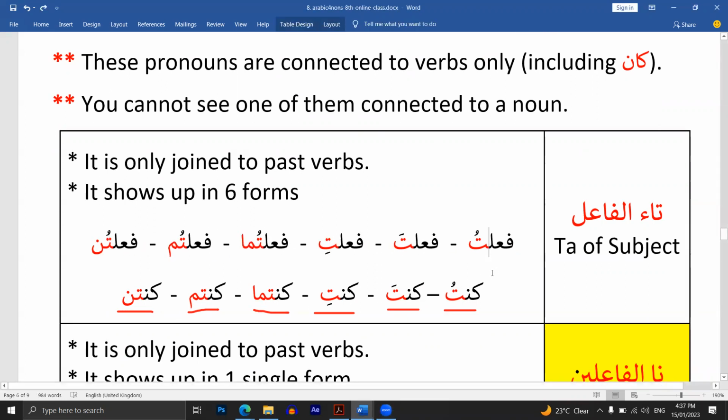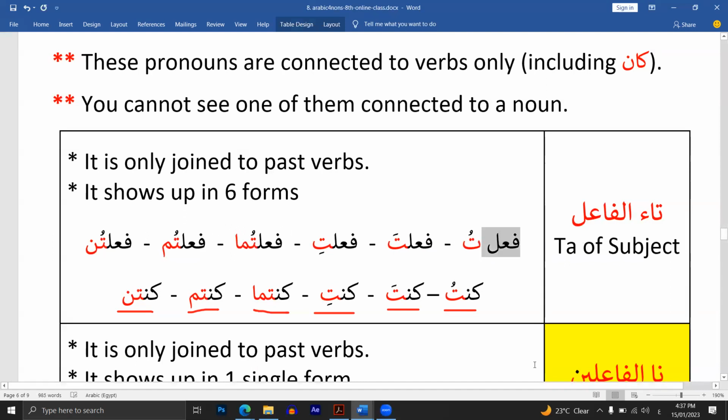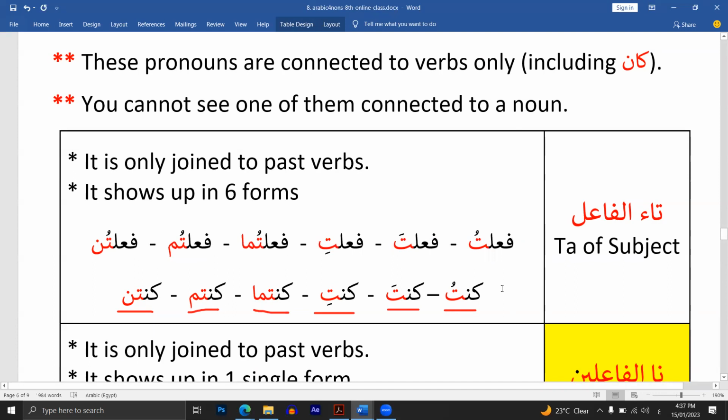This is the verb here, فعل. Once we connect this تاء to this verb, it will be the subject. Any questions so far? Please, if you have a question, if you want to clarify anything. Okay, let's move to the second one.